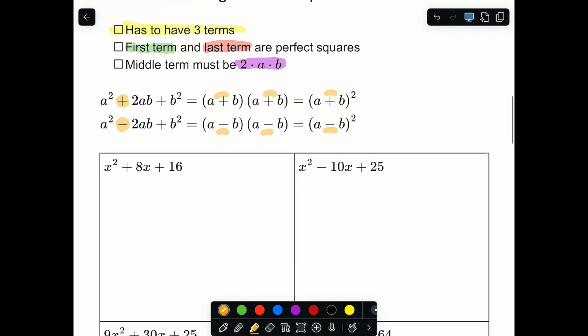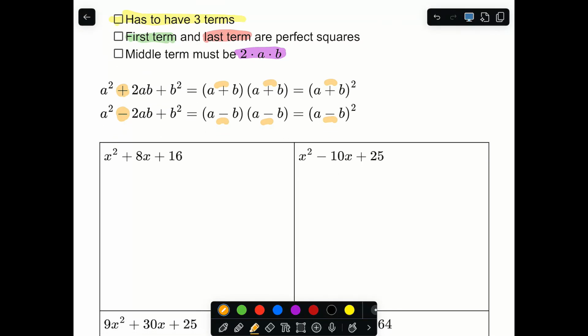So if we look at this first example here, I'm looking at my first term, x squared. I'm looking at my last term, 16. Both of these are indeed perfect squares, right? So my A is going to be x, and my B is going to be 4. And again, this is just coming from the square root of x squared and the square root of 16.